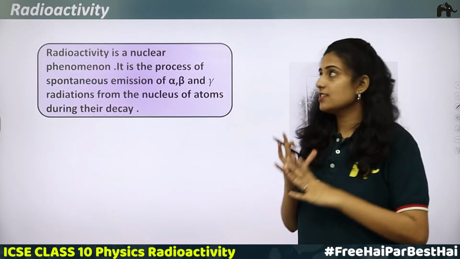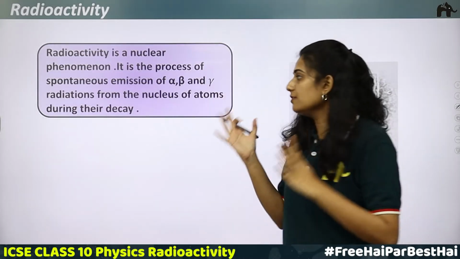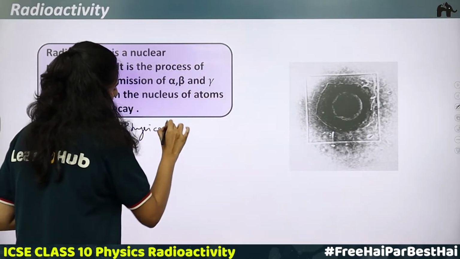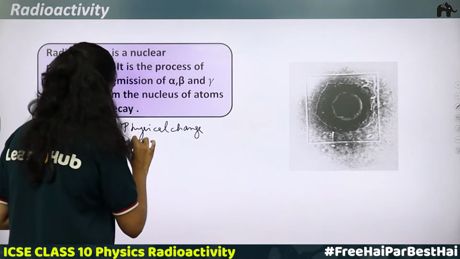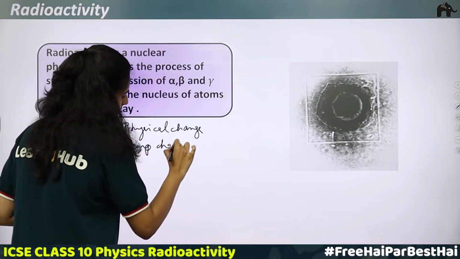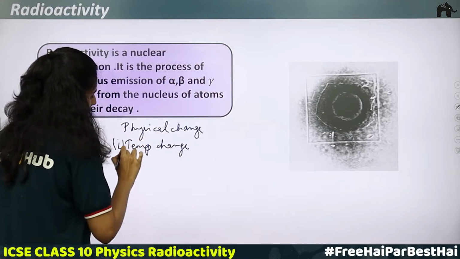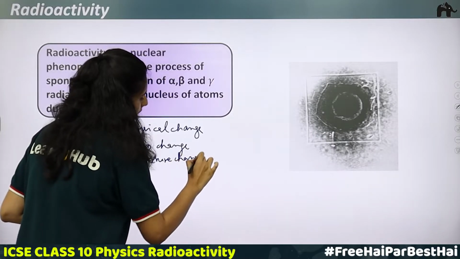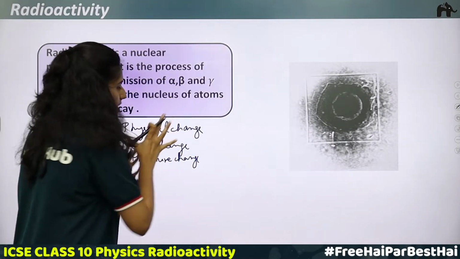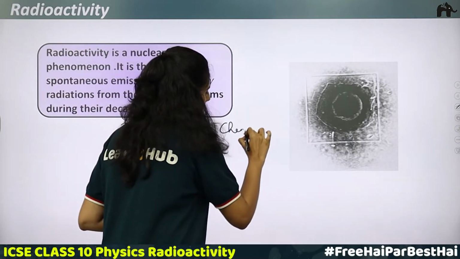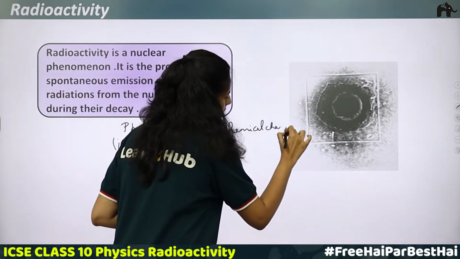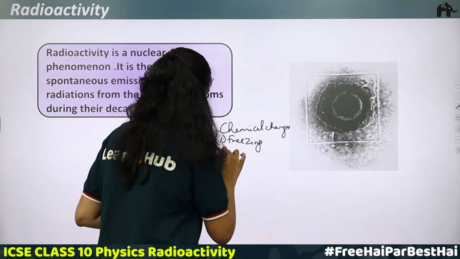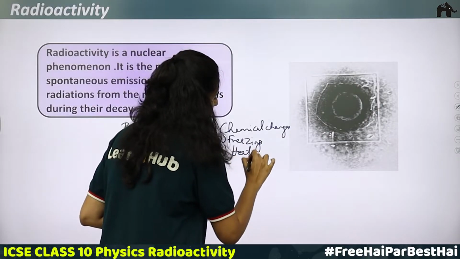In radioactivity, we have said that there is emission of radiation. Now, what are physical changes? For example, temperature change is a physical change, and change in pressure is a physical change. And what are chemical changes? For example, freezing, then heating. These are examples of physical and chemical changes.